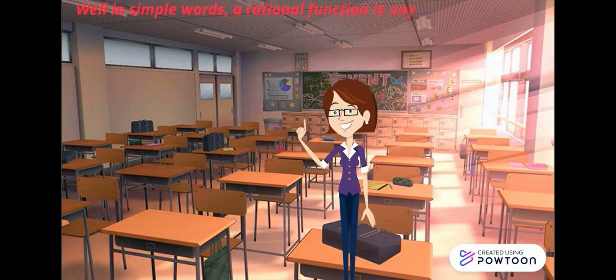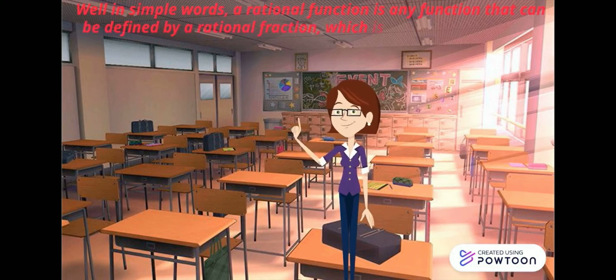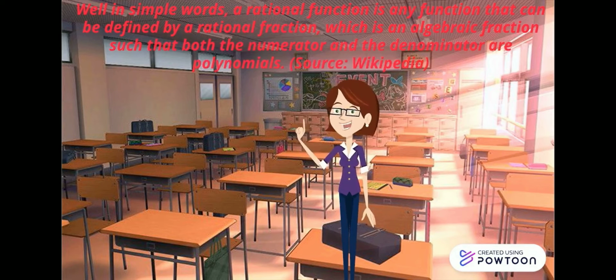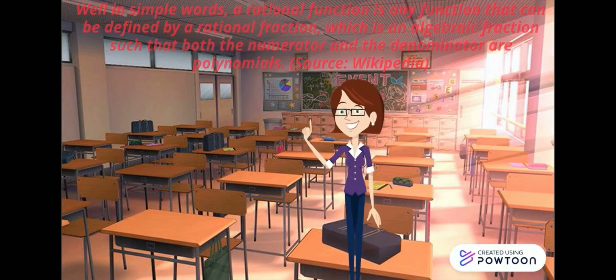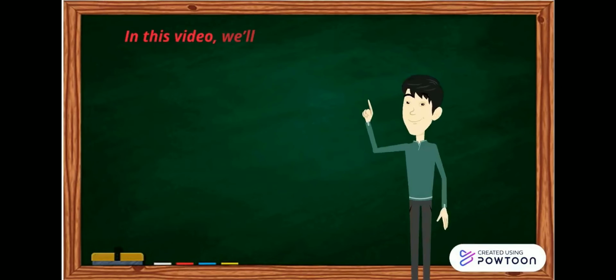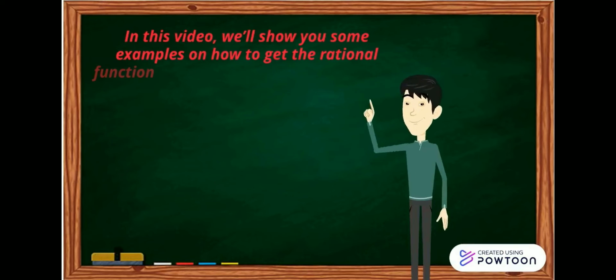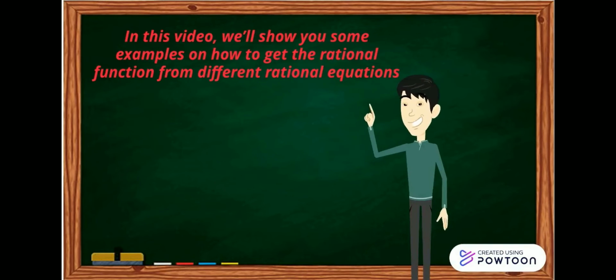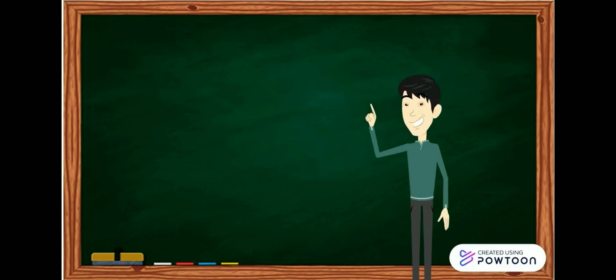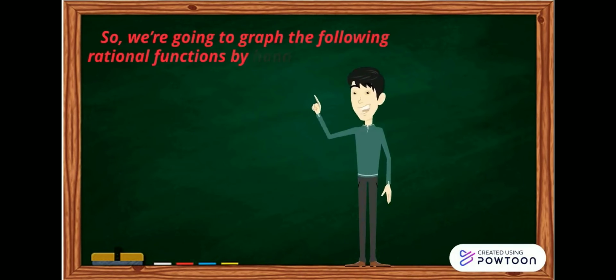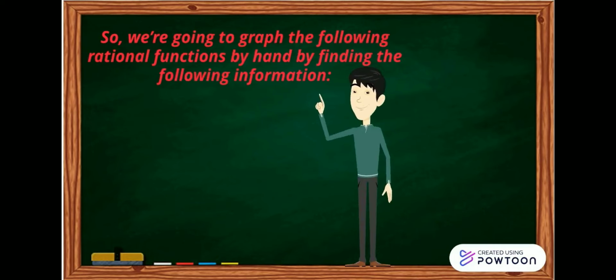Well, in simple words, a rational function is any function that can be defined by a rational fraction, which is an algebraic fraction such that both the numerator and the denominator are polynomials. In this video, we show you some examples on how to get the rational function from different rational equations. So, we're going to graph the following rational functions by hand by finding the following information.